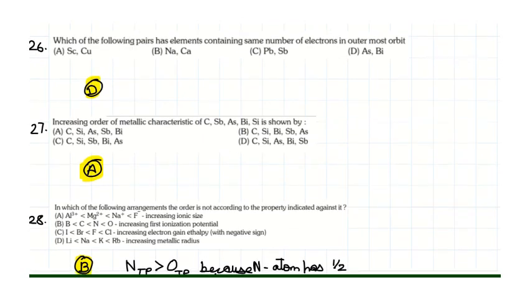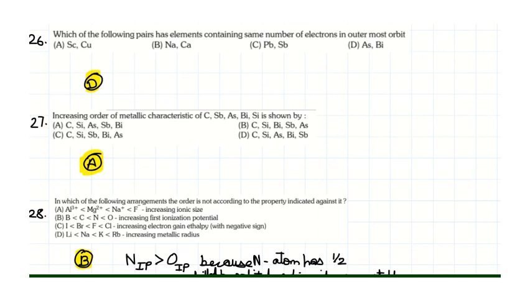In the 26th question, we have to find which pair of elements have same number of electrons in the outermost orbit. This would be elements which are part of the same group, which is option D, arsenic and bismuth.